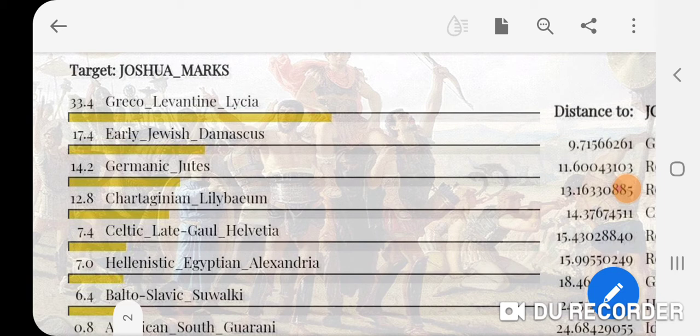And then 12.8 Carthaginian Lilybaeum. Now this is kind of interesting. This is the modern Italian town of Marsala, which in Latin is Lilybaeum, and it's located in the province of Trapani in the westernmost part of Sicily. Marsala is the most populated town in its province and the fifth in Sicily.